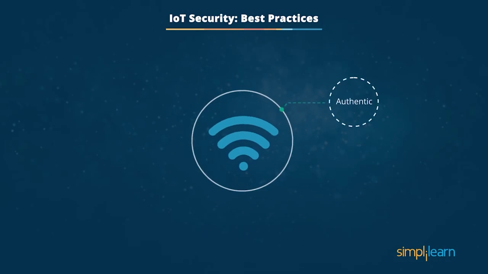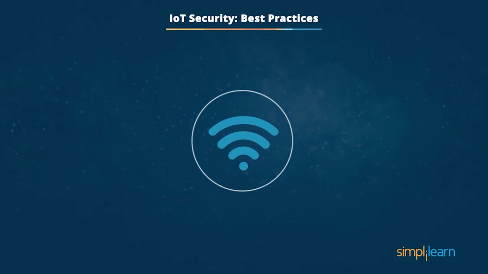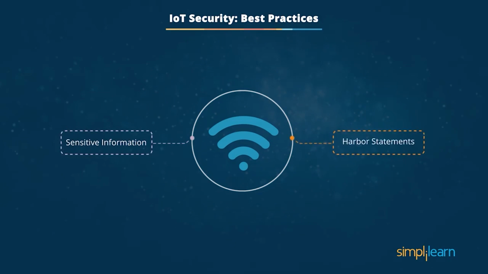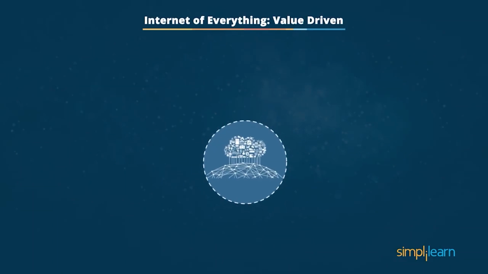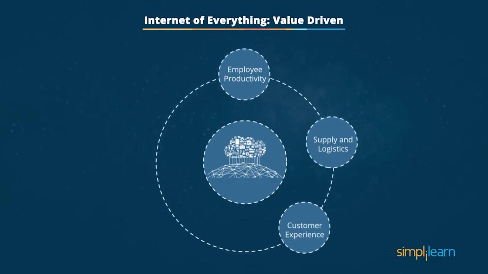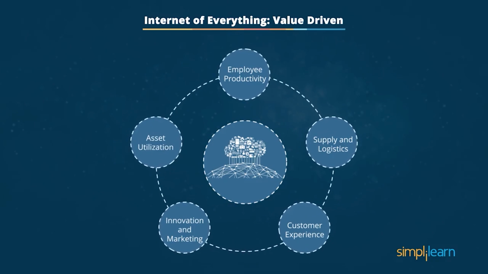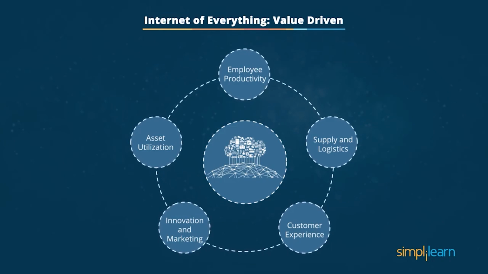The network components must be authentic, with encryption, kernel controls, and division of networks into segments. Other security measures include privacy protection for sensitive information and other regulations like safe harbor statements. There are many value drivers to help the Internet of Everything. The key drivers are employee productivity, supply and logistics, customer experiences, innovation, time to market, and asset utilization. All the factors are tightly linked to generate new revenue gains for any enterprise.